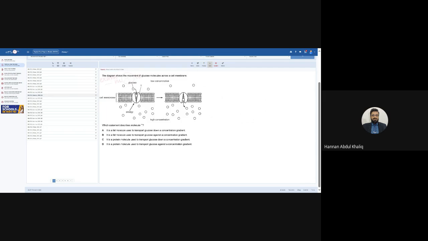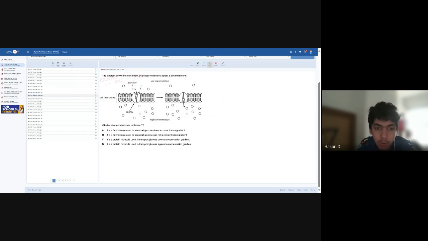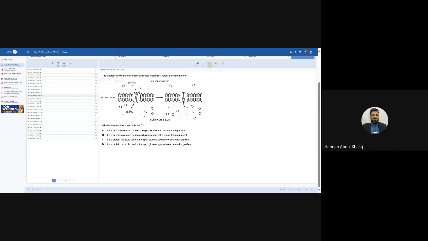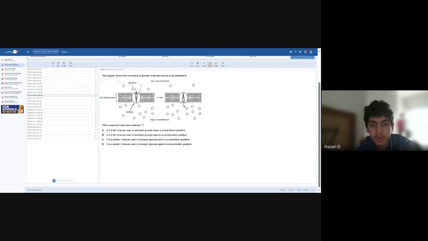And two phrases are synonymous: against the concentration gradient, and up the concentration gradient. Both mean low to high. And then against is the opposite, right? Low to high, exactly. Okay, so it seems like it's going from low to high.